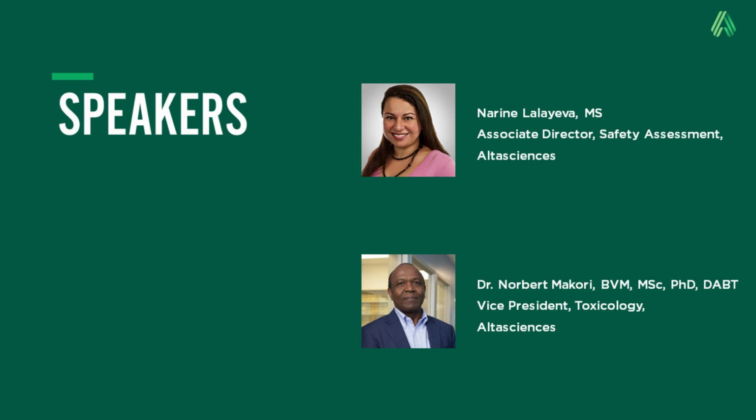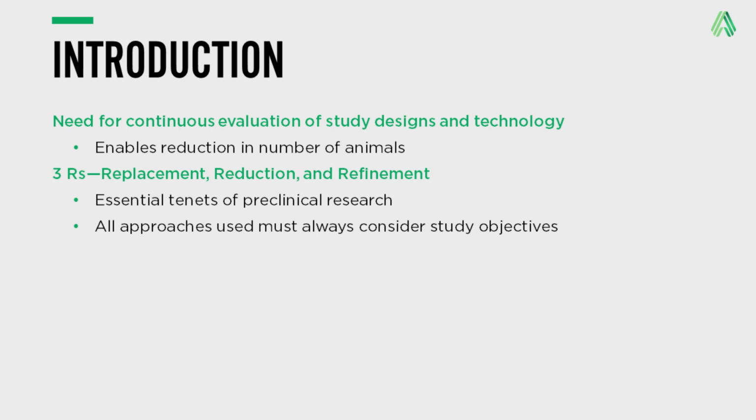This presentation will focus on the methods employed to minimize the number of animals used in toxicology studies while still ensuring robust and reproducible findings. Drawing from Altasciences' extensive experience spanning decades, we will analyze the advantages and limitations for each method. As we all know, it is essential that the scientific community continually reevaluate study designs and technology that will enable a reduction in the number of subjects used for toxicology studies, an approach that aligns very well with the 3 Rs of experimental animal welfare: replace, reduction, and refinement, but also keeps the overall study objectives in mind.